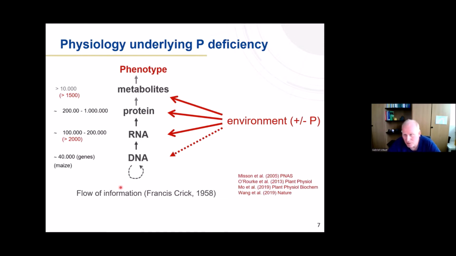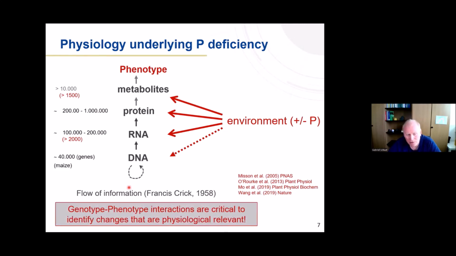I bring this slide because what I want to say is that it's very difficult if you just look at metabolomics or transcriptomics. It's very difficult to separate cause and consequence. So what is physiologically relevant and what is not? In order to assess whether something is physiologically relevant and should be looked at, maybe as a readout for the diagnosis of nutrient deficiency in this particular case, it's important to be able to pinpoint genotype to phenotype interactions.